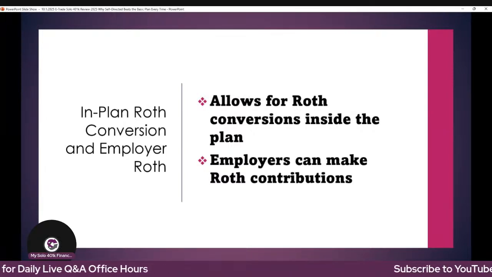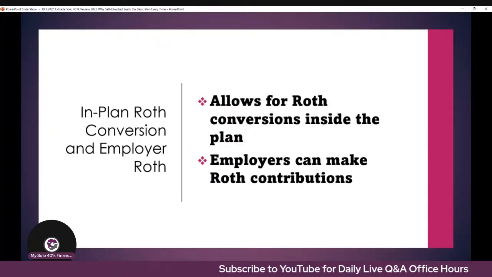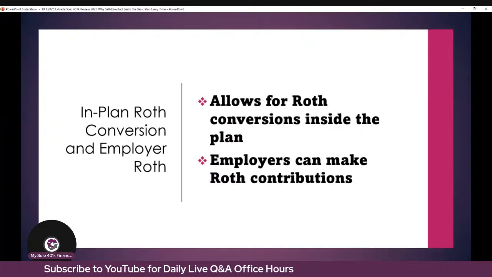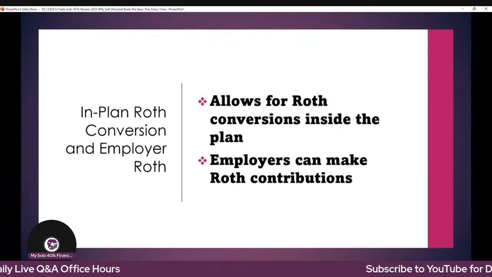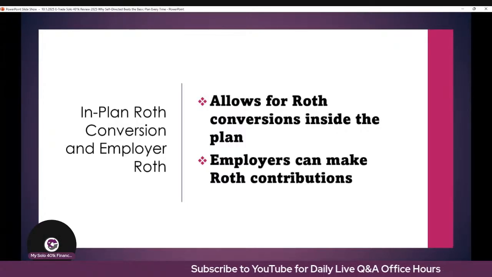Now we handle that reporting that needs to be done to report that in-plan taxable pre-tax to Roth conversion on a Form 1099-R. We handle that as an optional free service for our customers. Customers just need to let us know about that conversion at the time of the conversion so we can add it to the queue to prepare the 1099-R.